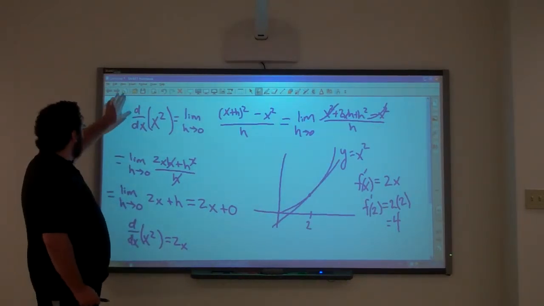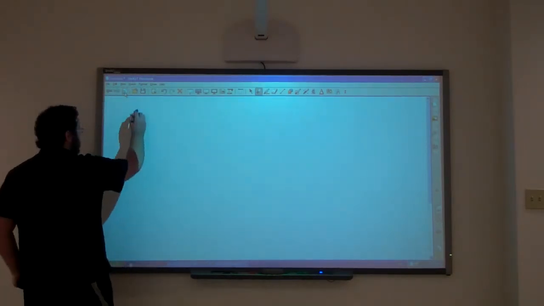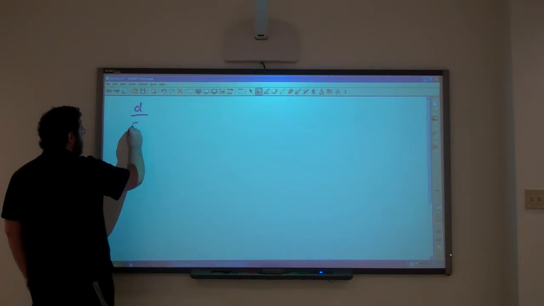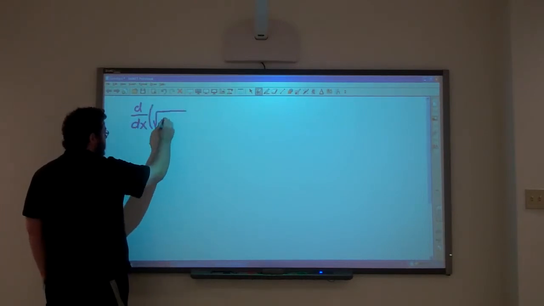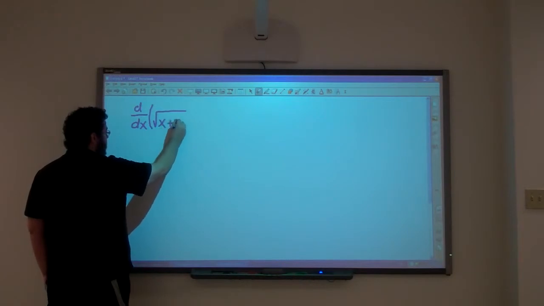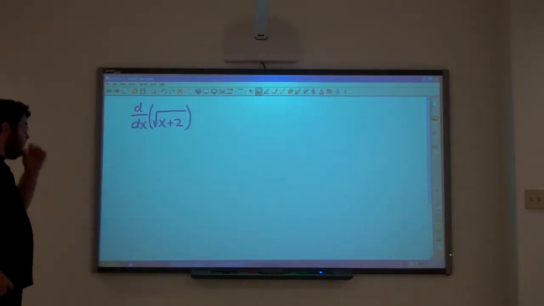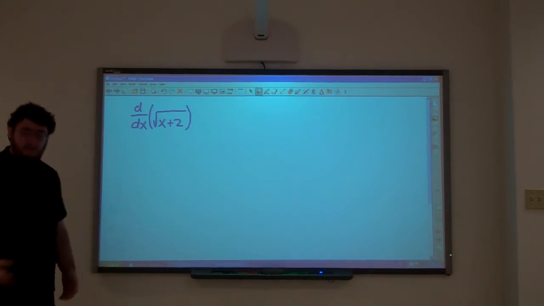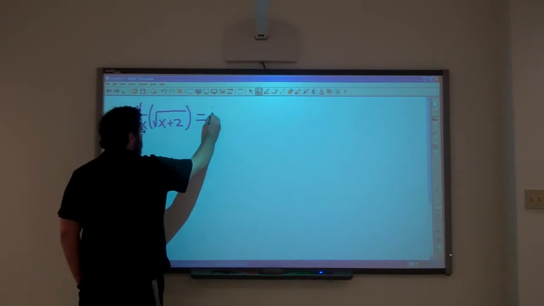A little more complicated. So the example I want to do now is to take the derivative of the square root of x plus 2. Okay, so this one involves square root, so it's much more complicated than a polynomial. Well, let's go ahead and see if we can do it. So we start with our limit.